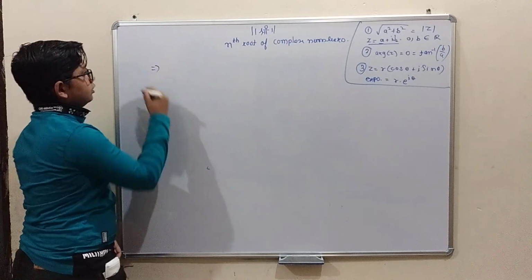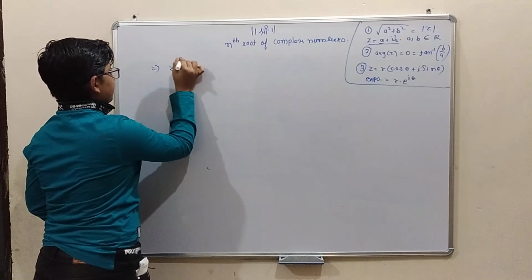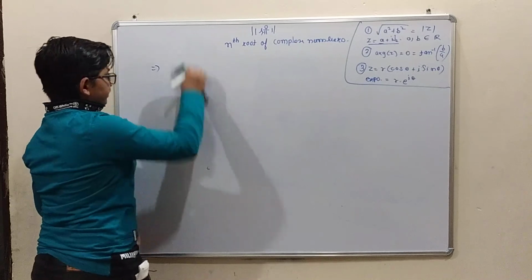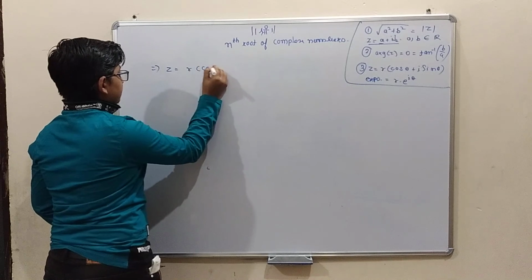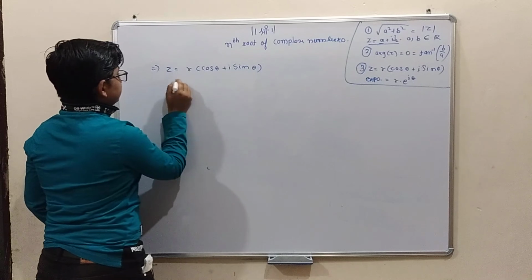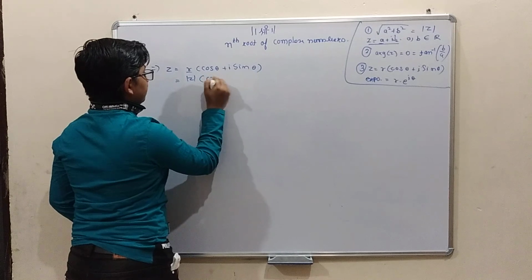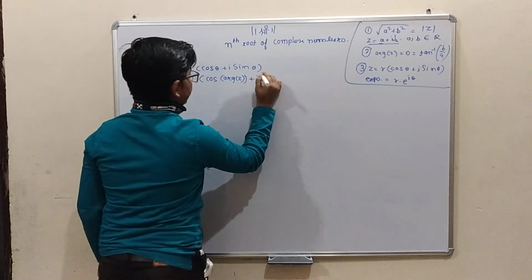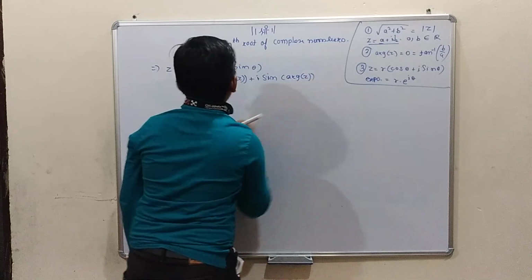So now we are going to start the nth root of a complex number. What is the nth root of a complex number? It will be equal to z raised to the power 1 by n. So first we have to find the value of z, which is equal to r times cos theta plus i sin theta, which will be equal to mod z times cos of argument of z plus i times sin of argument of z.